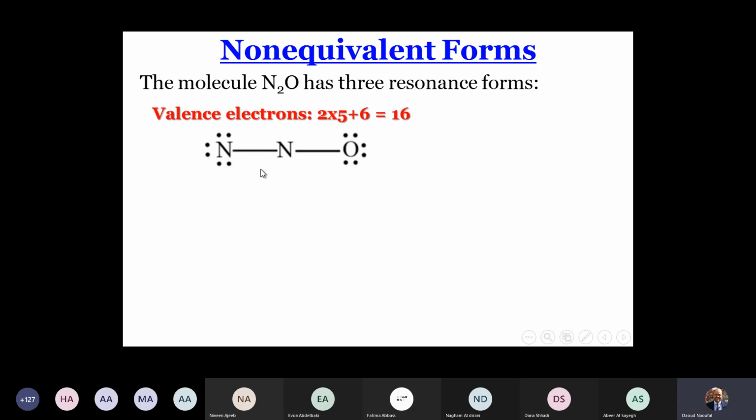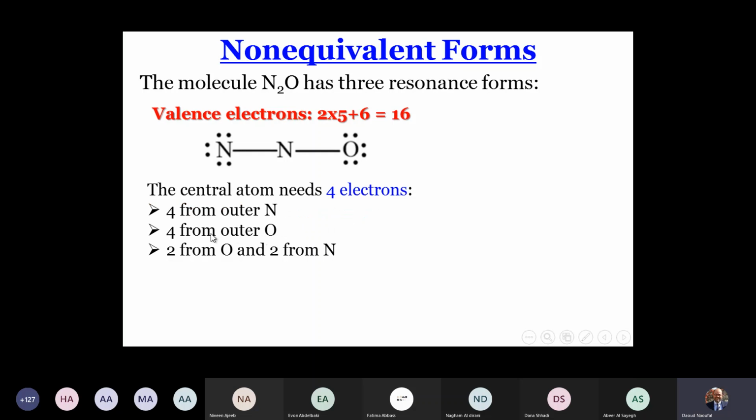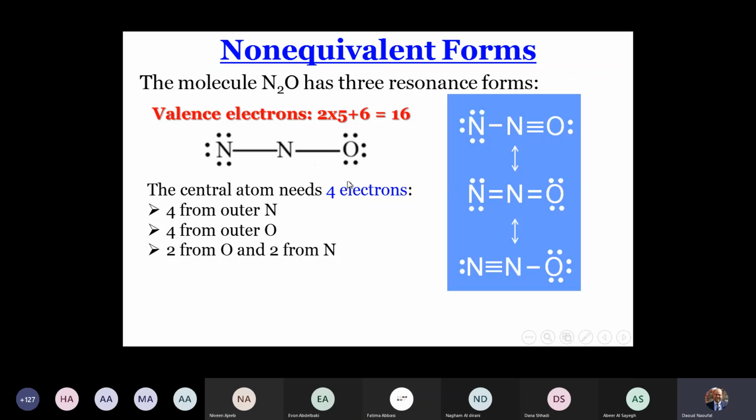In this case, the 4 electrons could be taken from the first nitrogen, or the 4 electrons could be taken from the outer oxygen, or another possibility is to transform 2 non-bonding electrons of nitrogen to bonding and 2 non-bonding electrons of oxygen to bonding. So we have 3 figures.